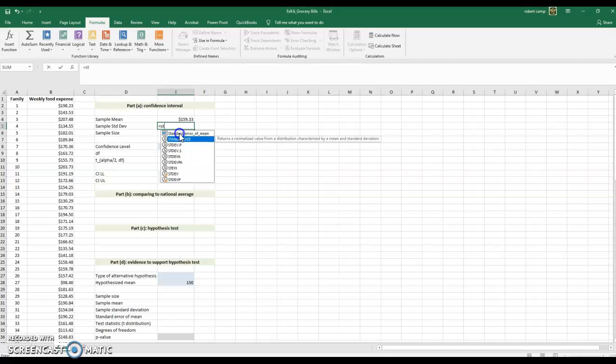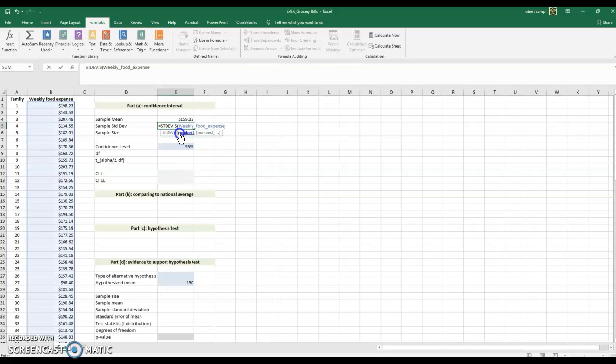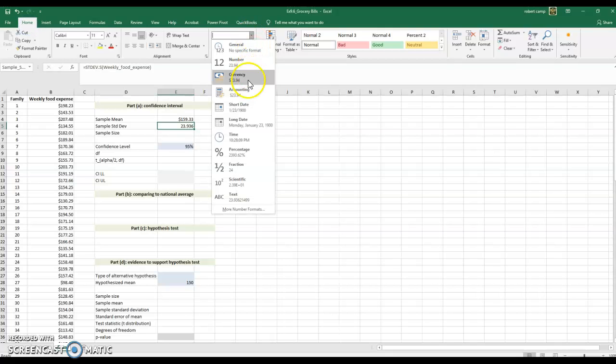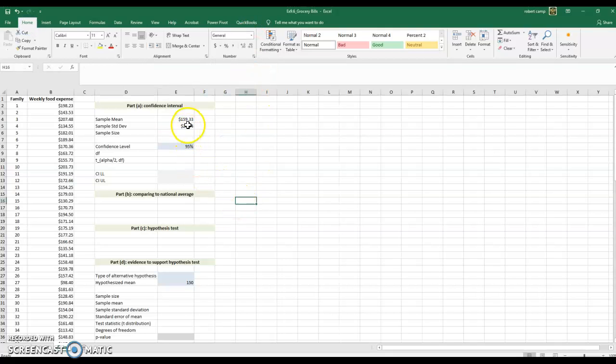So stdev.s of the sample, and then once again, we're going to use the weekly food expense. And so we have a standard deviation of $23.936. In fact, that is in dollars too, so let's go and change that number into currency. The variance is dollars squared. The standard deviation, since it's the square root of the variance, will be in dollars.